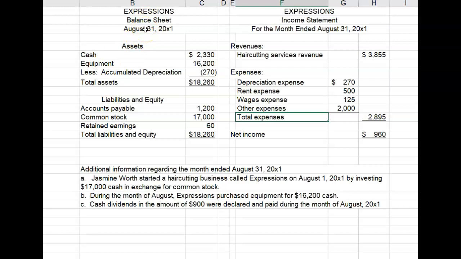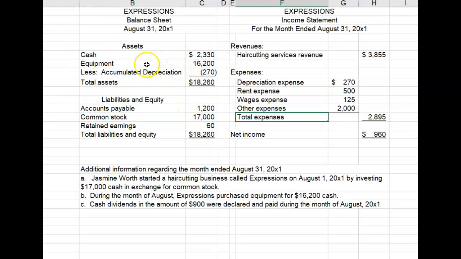Here's the balance sheet for Expressions. Remember, the beginning balance sheet for this brand new company is 0 all the way down. And let's look at our long-term assets. Well, equipment is a plant asset, which is long-term. And the ending balance is $16,200. The beginning balance is 0. So obviously we acquired $16,200 of equipment. And the question is, did we pay cash for that or not? And you can't tell that from the balance sheet.